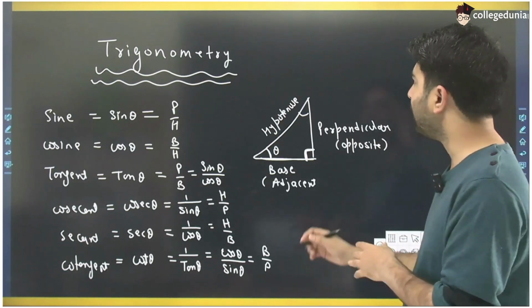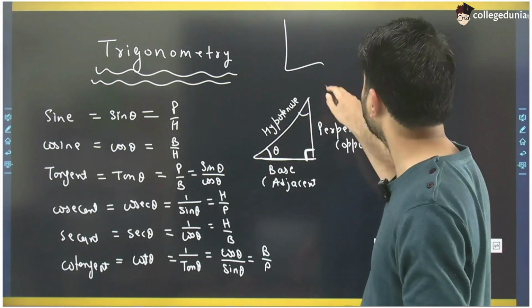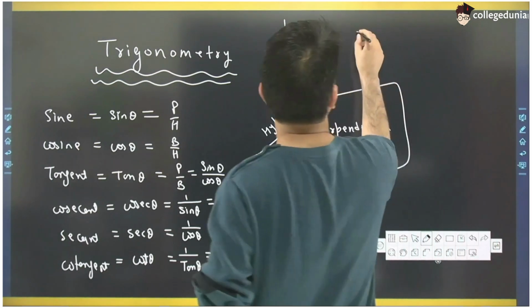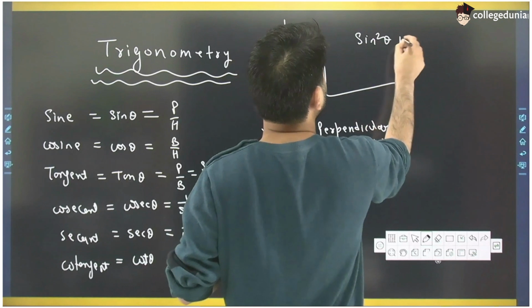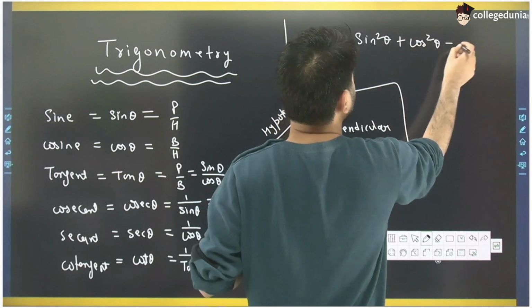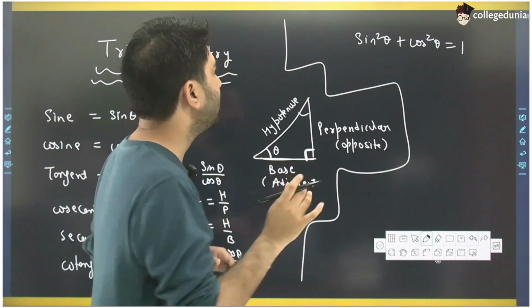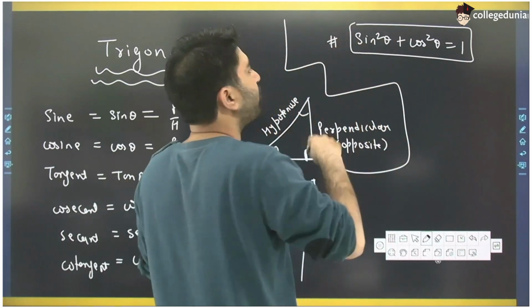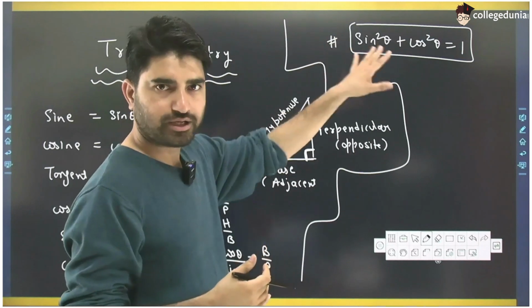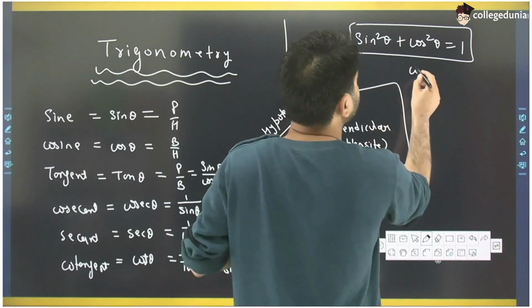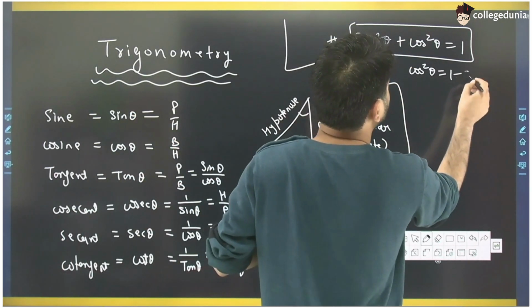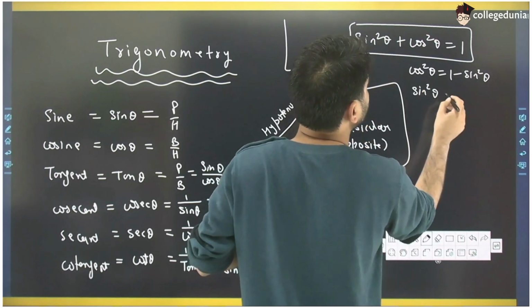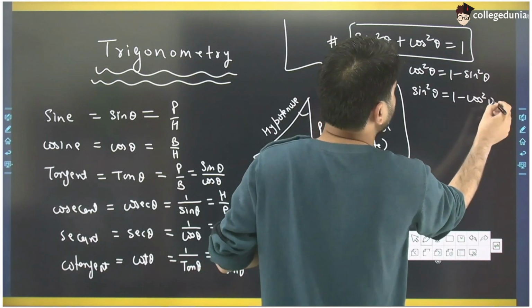Apart from these 6 formulas, we know there were some trigonometric identities like sine square theta plus cos square theta equal to 1. This was the first trigonometric identity, and there were many proving questions based on this property. We can also write this as cos square theta equal to 1 minus sin square theta, and sin square theta equal to 1 minus cos square theta.